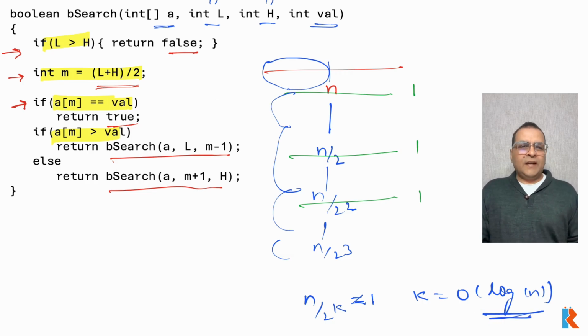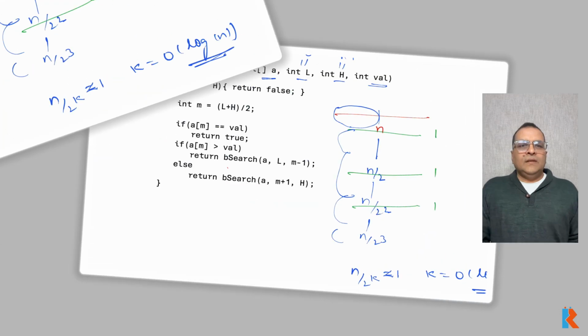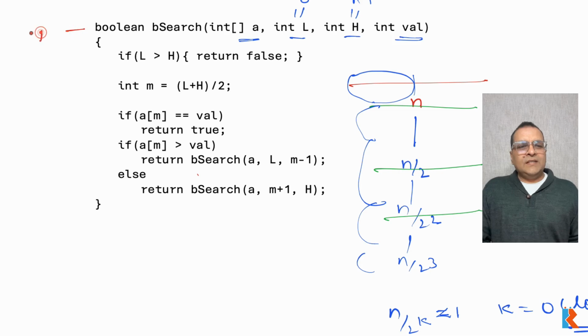Now let's first try to find the recurrence of this function and then try to solve it using the substitution method. Let us assume that the total time taken by this function is T(n).